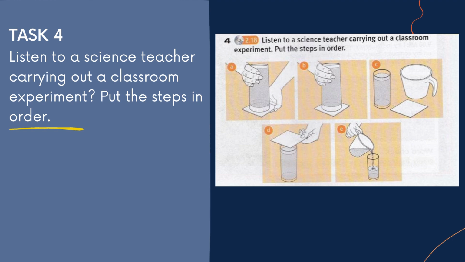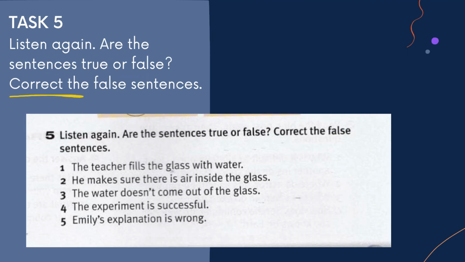Alright, so we have listened to audio 2.18. You have listened to a science teacher carrying out a classroom experiment. What you need to do is put the steps in order. That is task 4. Now let us proceed with task 5.